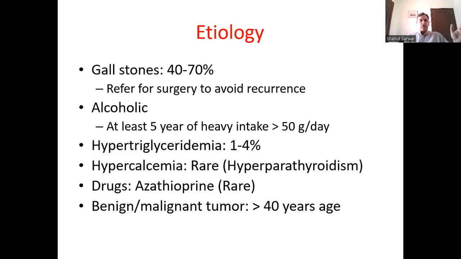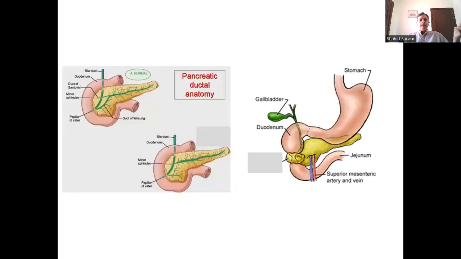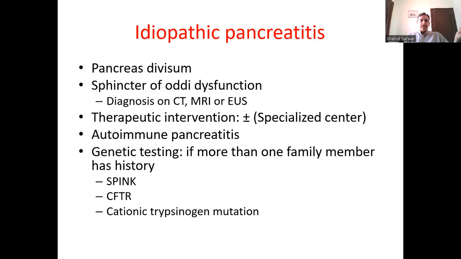Then we have less common causes like hypertriglyceridemia, hypercalcemia, drugs, and malignancies as well. A few genetic disorders like pancreas divisum and annular pancreas can also end up with acute pancreatitis. Then there is sphincter of Oddi dysfunction. Post-ERCP pancreatitis is very typical; around 5% of patients are going to develop it. Then we have a relatively newer entity, autoimmune pancreatitis.